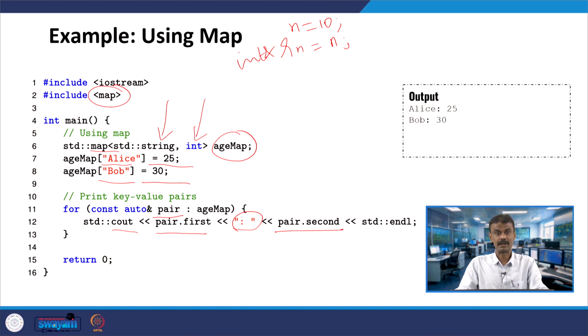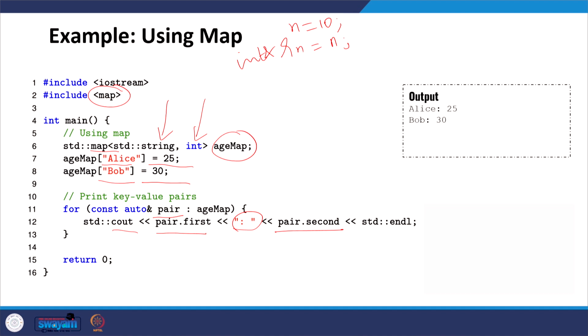So, the first output I will get, it is a for loop, alright. Once it is printing, it is moving to the next address location. So, pair dot first, Alice will be printed, followed by the colon, and then pair dot second, which is 25, alright. Then it is moving to the next location. Now you have pair dot first, what is that? Bob, right, followed by the colon, and then pair dot second, the age is 30. So, Alice colon 25 and Bob colon 30 will be printed.